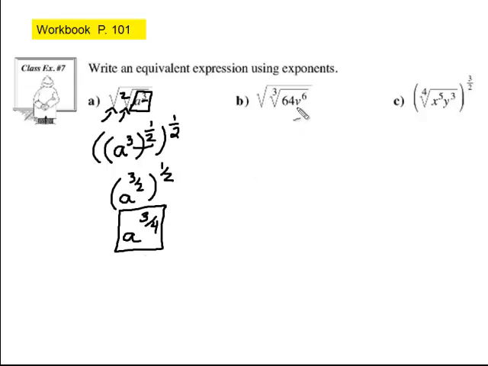Now with the next one, be really careful because the way it appears is that the 6 only applies to the v and it's not touching the 64. So be very careful of what you do here. I'm going to call it 64v to the 6th, and all of that has an exponent of 1/3. It's because of this radical sign here. But all of that has an exponent of 1/2.